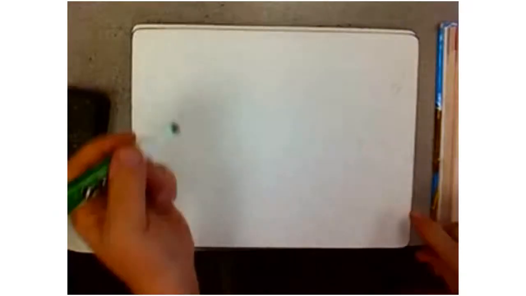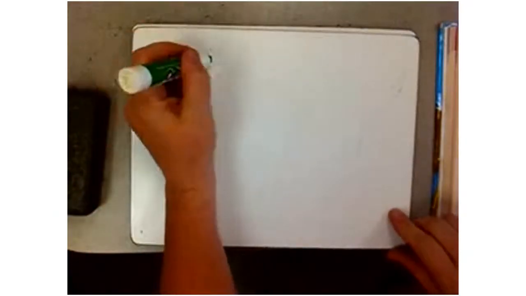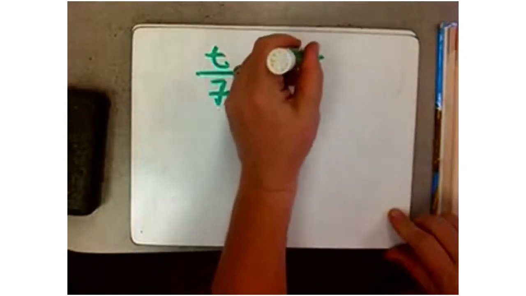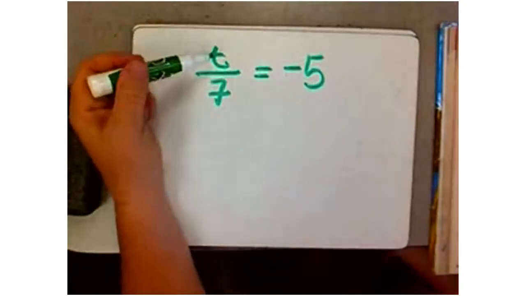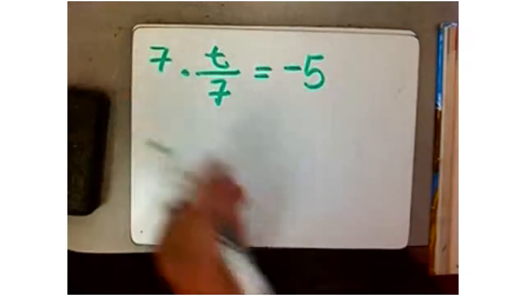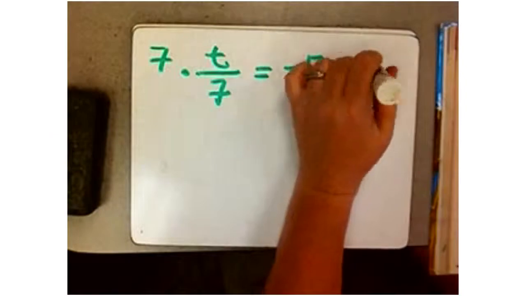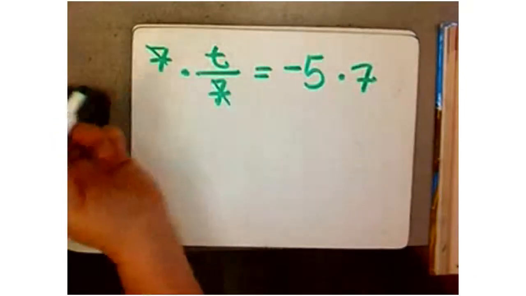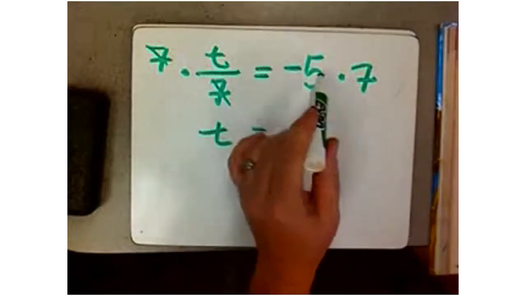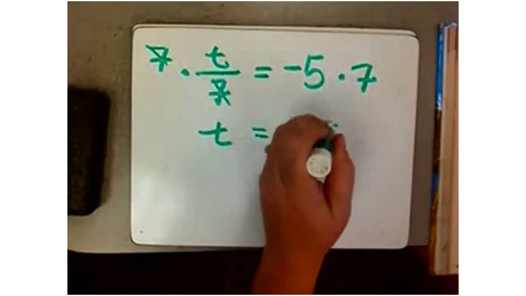You're going to have division, like number 1, which is t over 7. I'll do that one with you, equals -5. Because it's division, t divided by 7 equals -5. To undo the division, you're going to multiply by 7 on both sides. So the 7's cancel to become 1's. You have a t left over on the left, and that equals -5 times 7, which is -35.